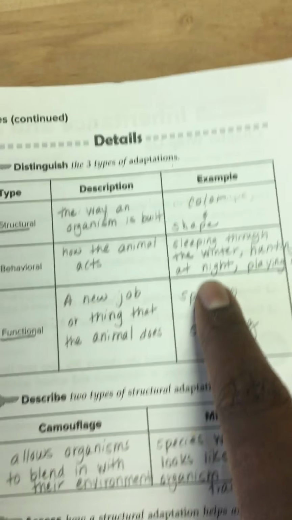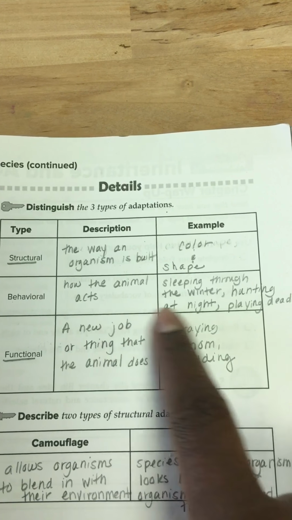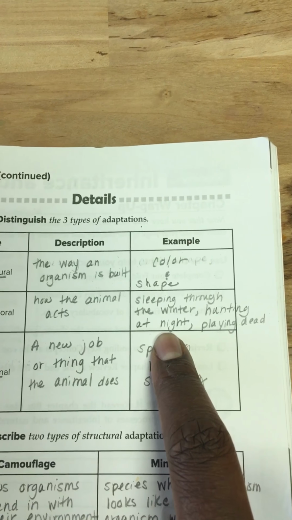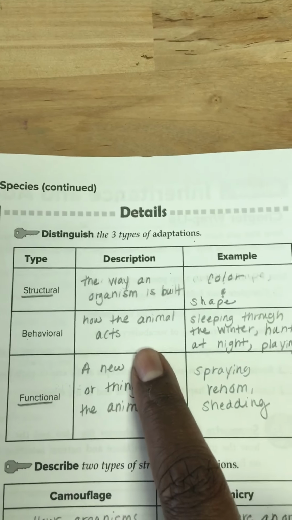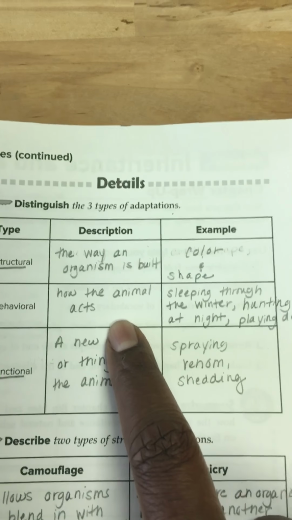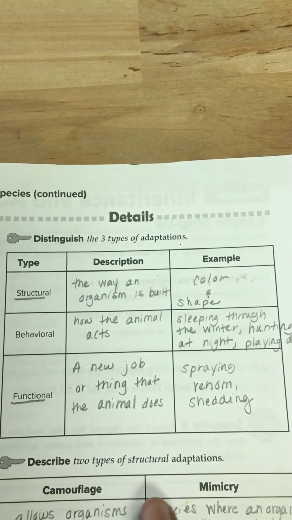Another one could be hunting at night. That's a behavioral change or a way that an animal acts that helps it survive better in its environment. And then also playing dead. Some animals can act like they're dead to actually avoid being eaten by a predator. So those are all things about the way that an animal acts.